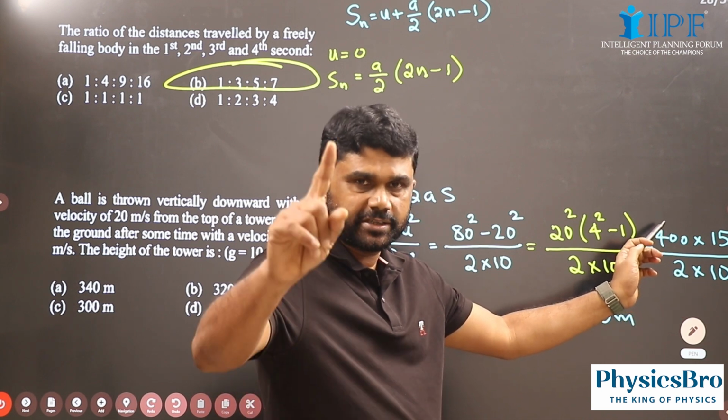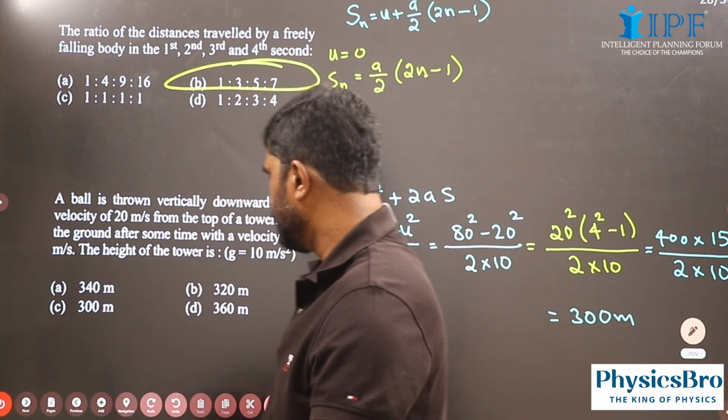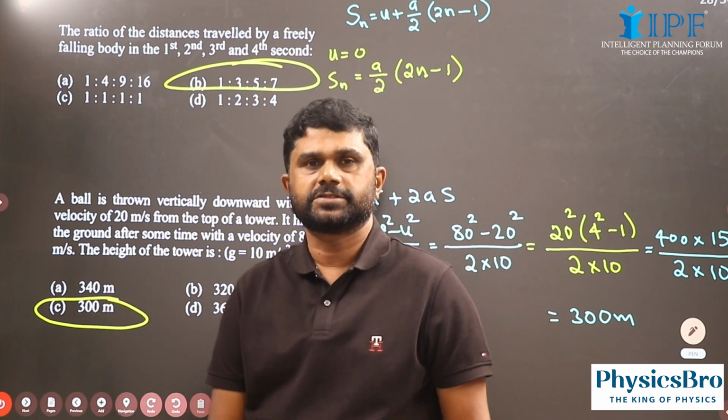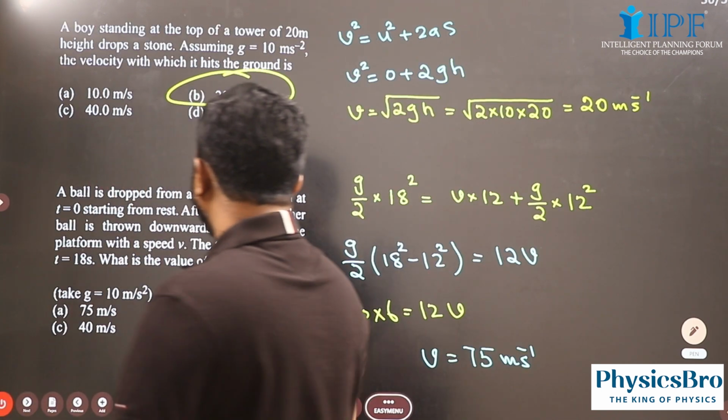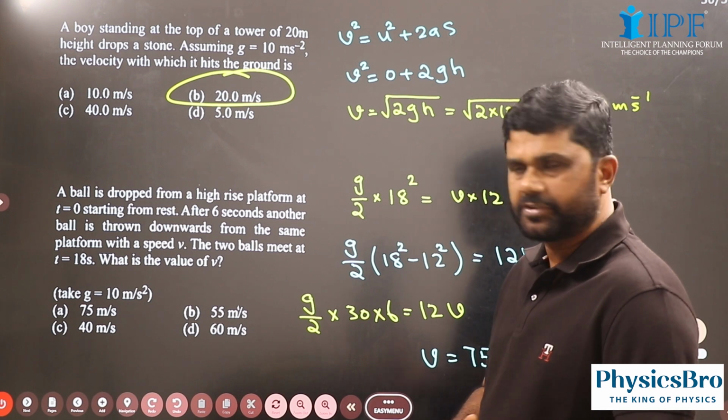So in the numerator there will be 20 into 15, that is equal to 300 meter. Okay, so 300 meter, this is the correct answer.